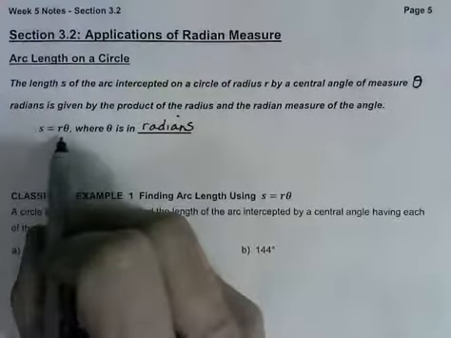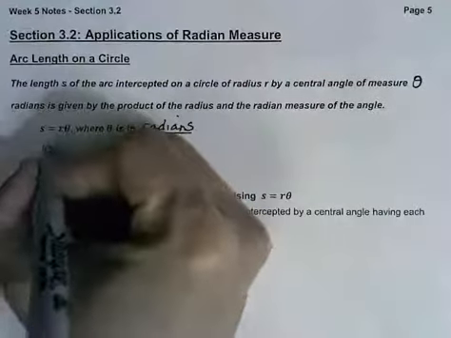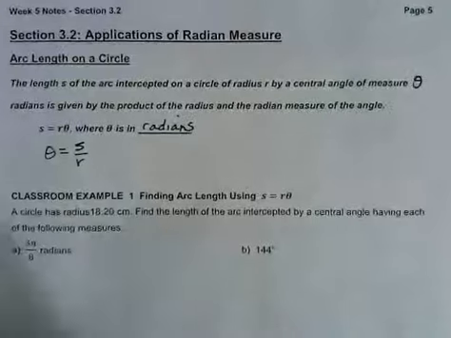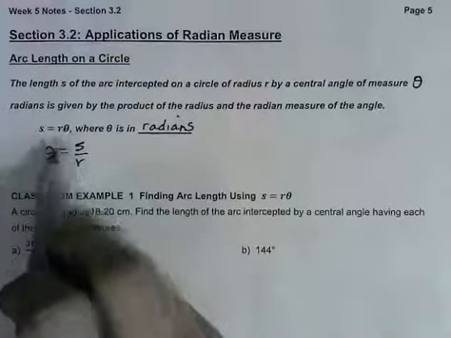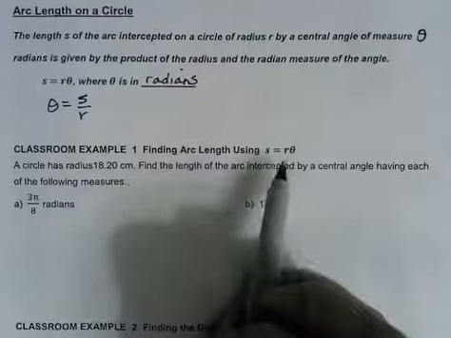This is actually just a variation of the formula that we already had to find theta. Remember, that one was theta equals s over r. We could get that from this just by solving this for theta. Let's use this formula to find some arc lengths.